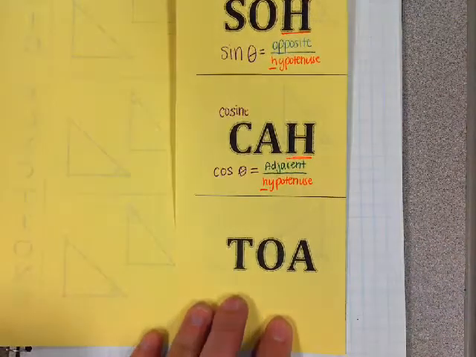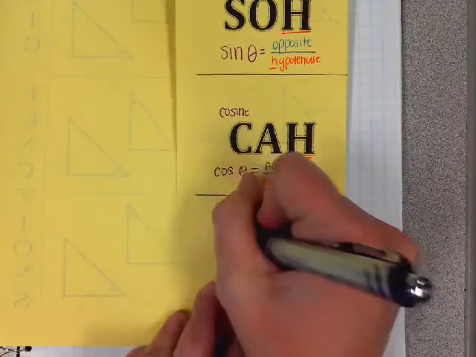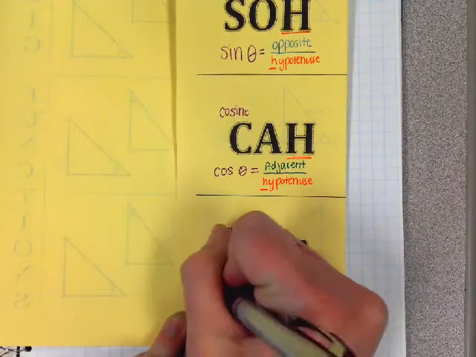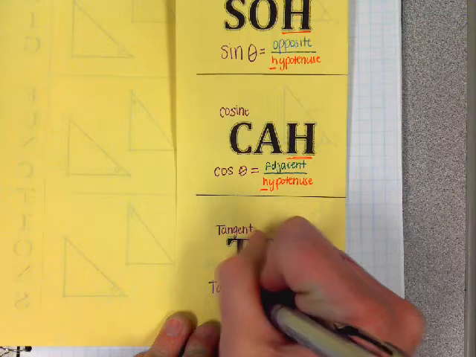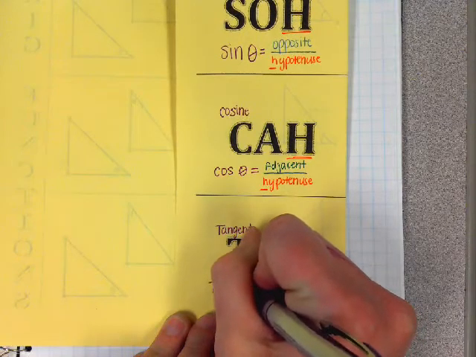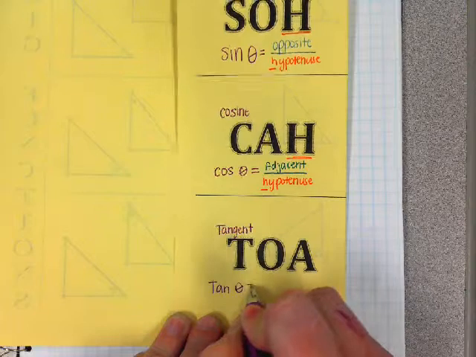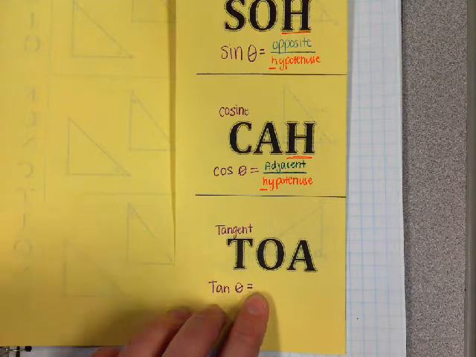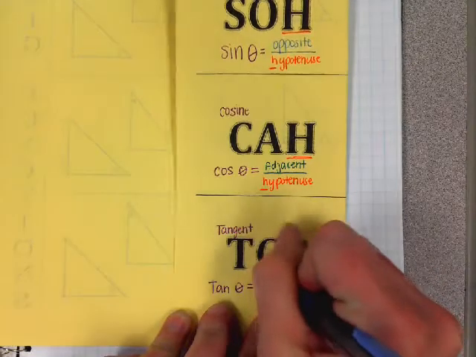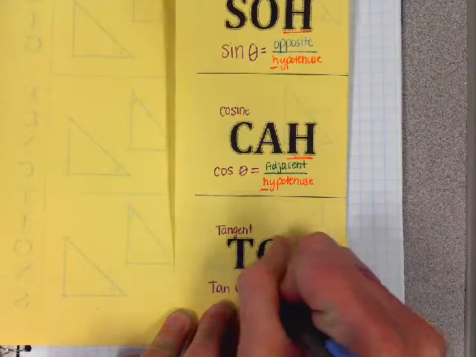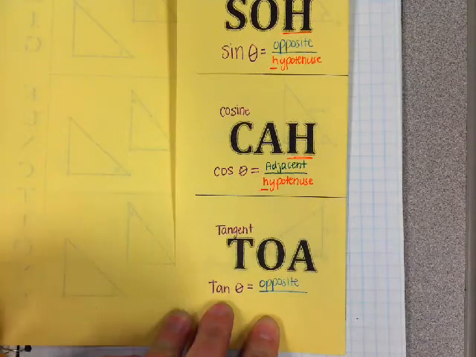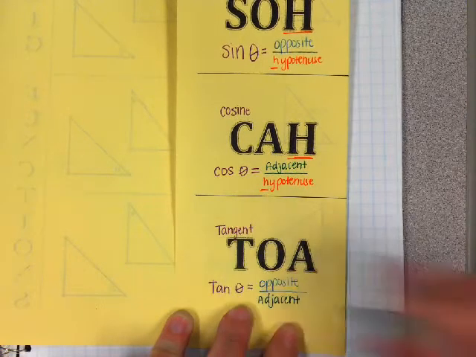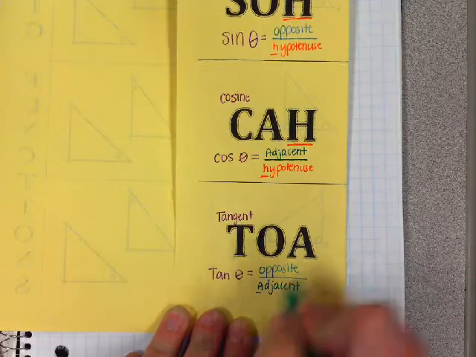And then TOA is, T is for tangent. On a calculator it's written as tan. So tangent of the angle theta is equal to O over A, so TOA. The O stands for opposite over adjacent.